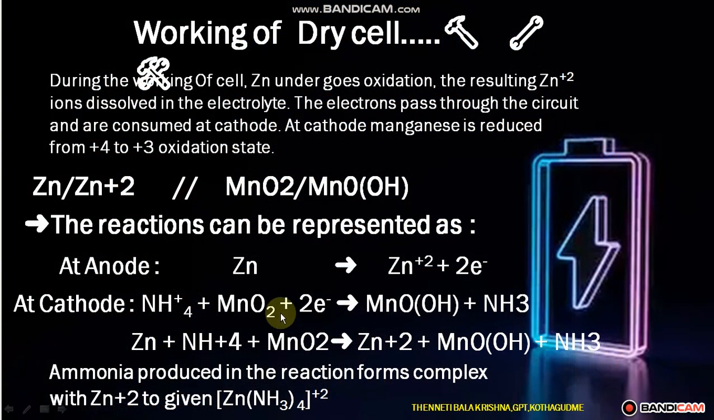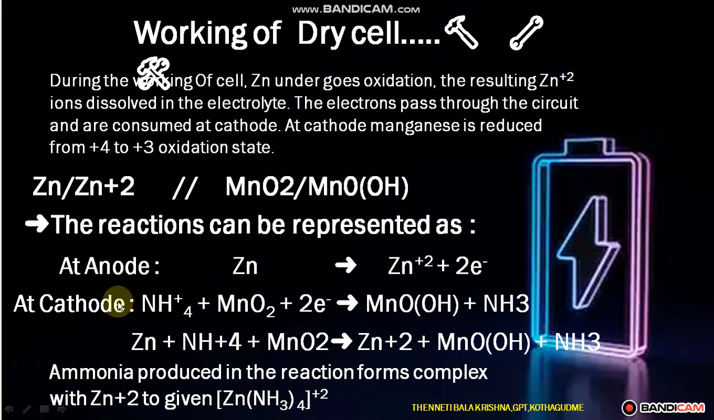Now the working principle. During the working of the cell, zinc undergoes oxidation, and the resulting zinc 2+ ion is dissolved in the electrolyte. The electrons pass through the circuit and are consumed by the cathode. At the cathode, manganese is reduced from the +4 oxidation state to the +3 oxidation state. So this is called reduction, while oxidation takes place at the anodic part. These are the chemical reactions.